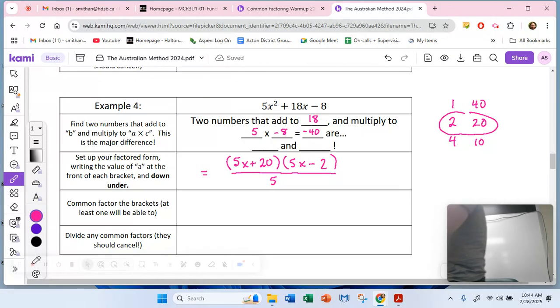Next step, you will always, always, always be able to divide something out of one or both of the brackets. Here, it's just 1. It's nice when this happens. I can just see that 5 divided by 5 is 1. 20 divided by 5 is 4.